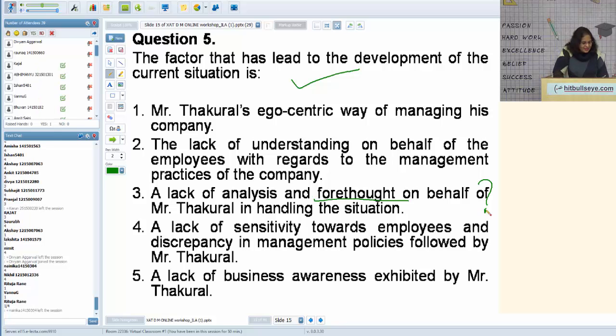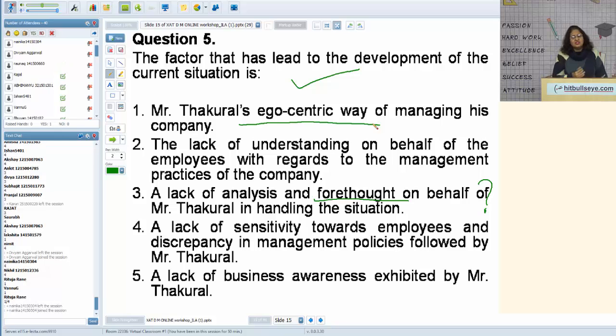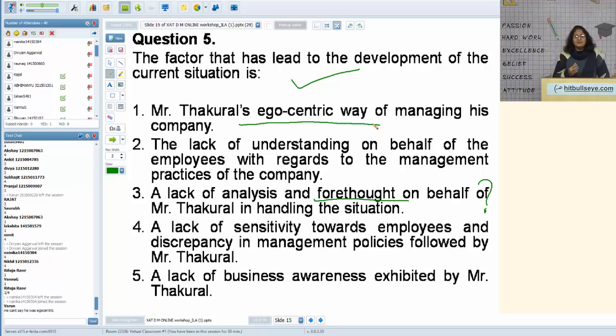So Rituja, you believe it's a 1 or 4? So the first one, yes, Mr. Thakural's ego-centric ways, very, very tempting option. Any such option is totally ruled out. First thing is, we don't go by such extreme options and personal comments that he's egocentric, that he was too proud to take a decision. Something like this is, guys, totally ruled out.